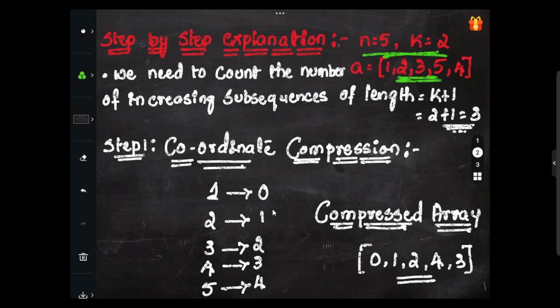So now, let's move on with the step-by-step explanation. We need to count the number of increasing subsequences of length, in the question itself they have mentioned, k plus 1. So k we have been given as 2 in the input, and accordingly with the first input that we have considered, k plus 1 would be 2 plus 1, 3. I hope this part is clear, easy to understand.